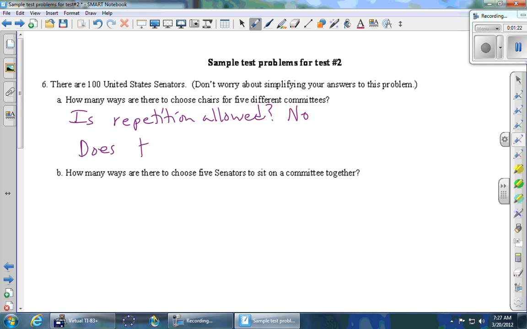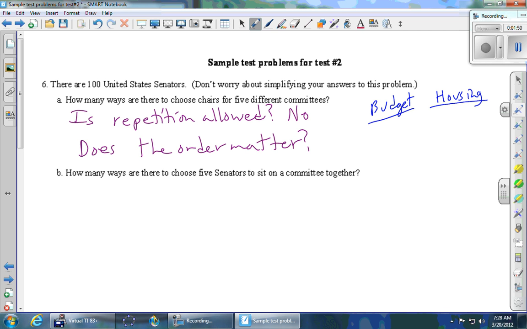And here's the question: does the order matter? To answer this kind of question, sometimes it's good to write out explicitly a few of these senators and a few of the different committees. So let's just go ahead and list a couple of committees. I'll say there's a budget committee, and let's say there's a housing committee. 2 committees is enough. Don't need to list all 5. And suppose that the first senator we pick, we're going to put as the chair of the budget committee, and the second senator will be the chair of the housing committee.